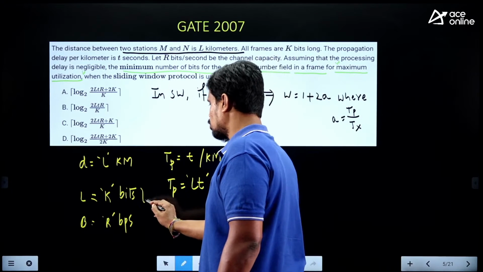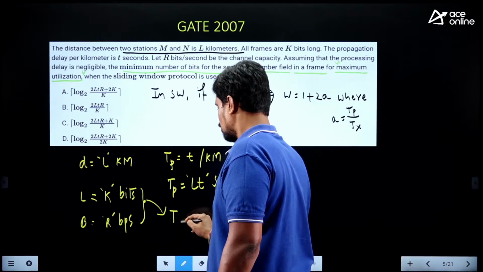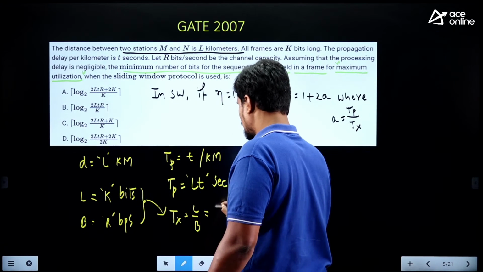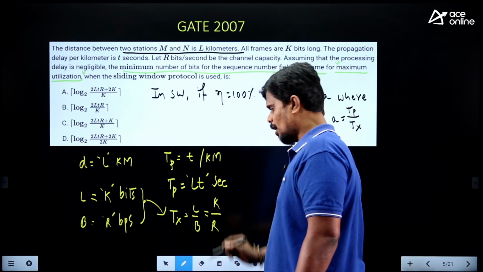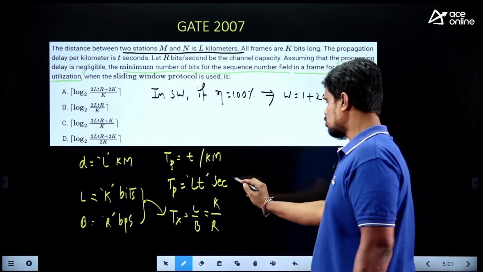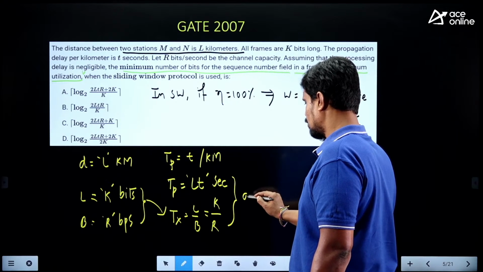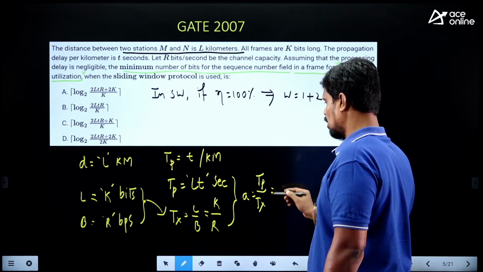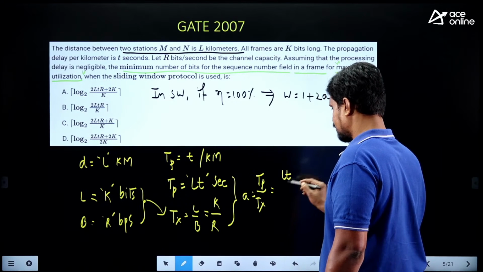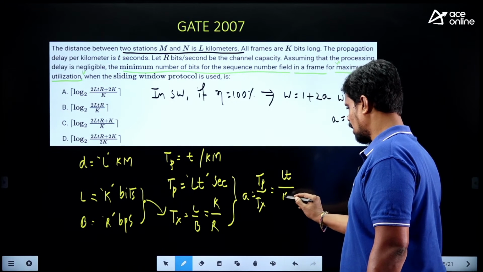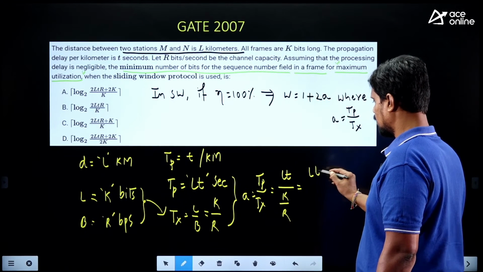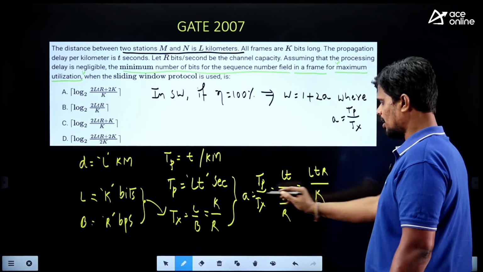From these two, we can calculate the Tx value. So Tx is equal to L by B. What is the L by B here? L is K and bandwidth is R. K by R is the Tx value. So from these two, we can calculate the A value. What is A? TP by Tx. TP is LT and Tx is K by R, which is going to be LTR by K. This is your A value.